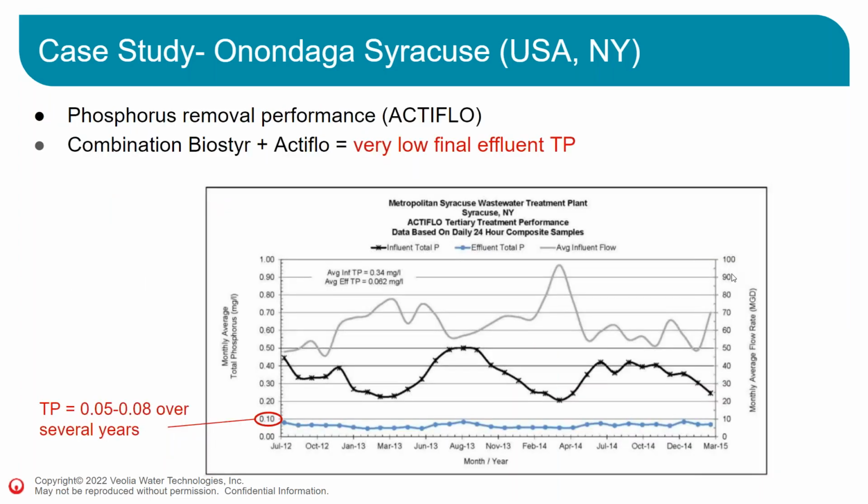And then for the ActiFlow performances, they needed to have a very stringent phosphorus removal. What was observed since the beginning of this plant is a total phosphorus from 0.05 to 0.08 over several years, so below the 0.1 they needed to meet. So Biostyr and ActiFlow is a very good combination to achieve a low final effluent phosphorus concentration.